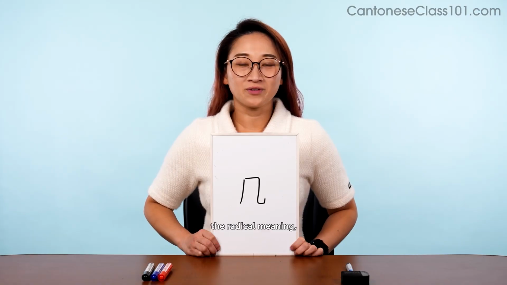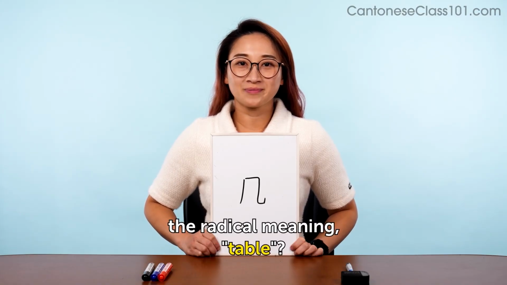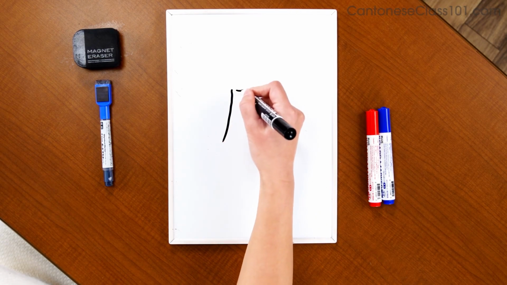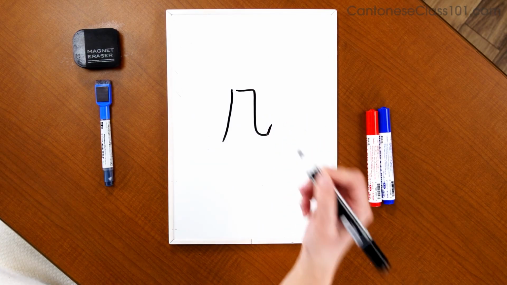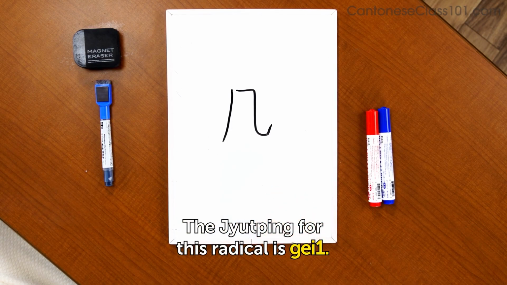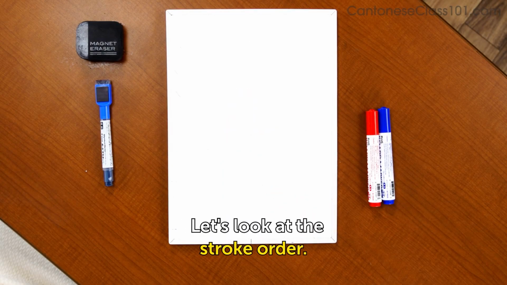Do you know how to write a radical meaning table? 機 The Yuping for this radical is 機. Let's look at the stroke order.